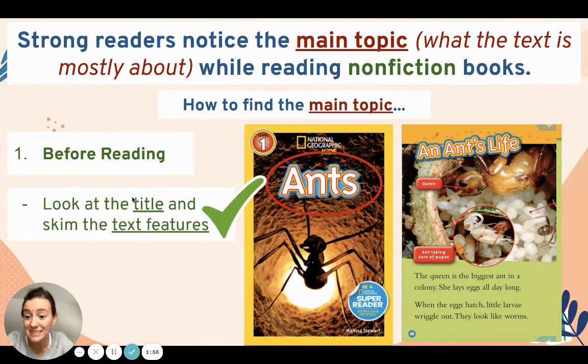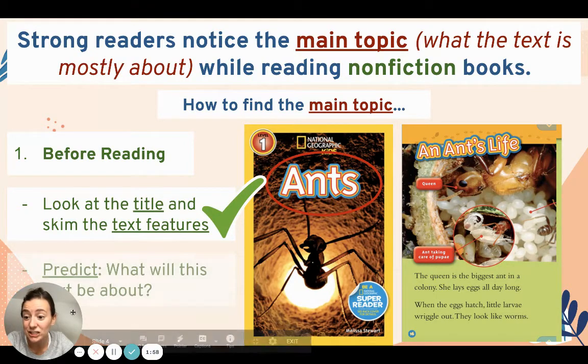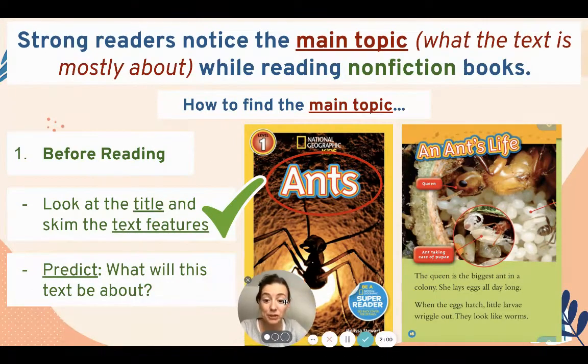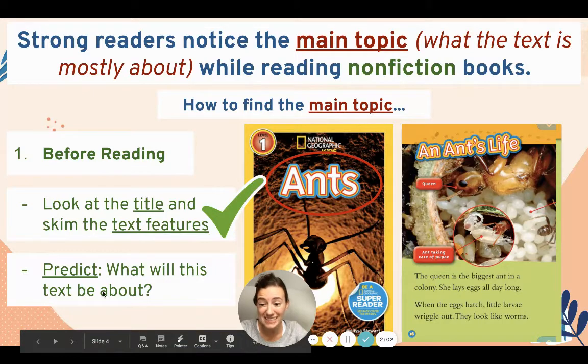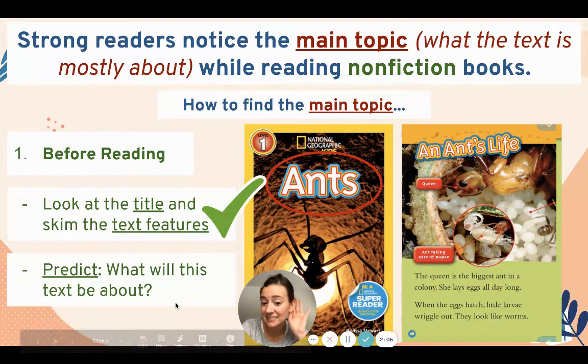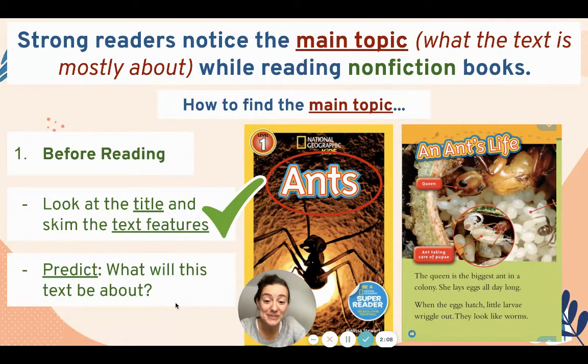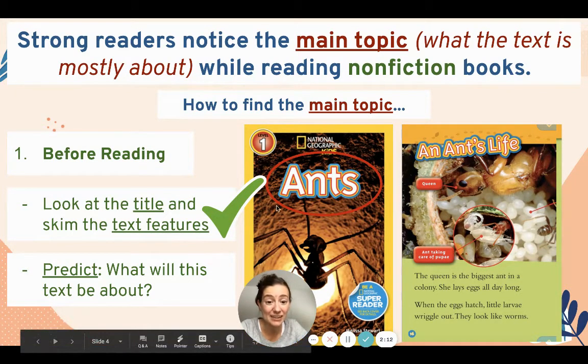So we looked at the title, we looked at the text features. Our next job is to make a prediction. What will this text be about? Well, what do you think, friends? Let's hear it. If you said ants, you are probably right. We have the title that says ants and lots of ant headings in that table of contents, and we have a photograph of ants right here. Let's keep going.